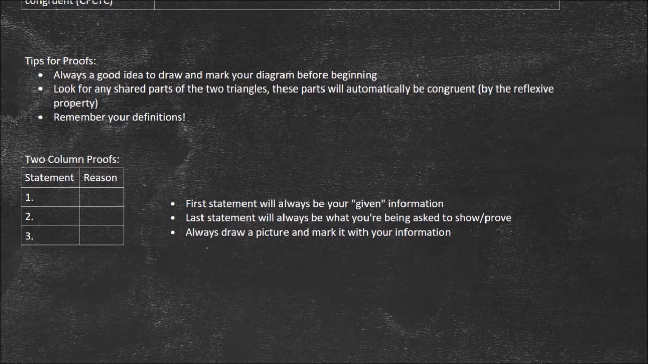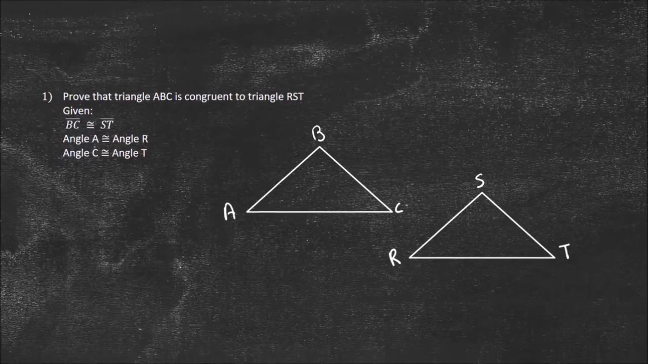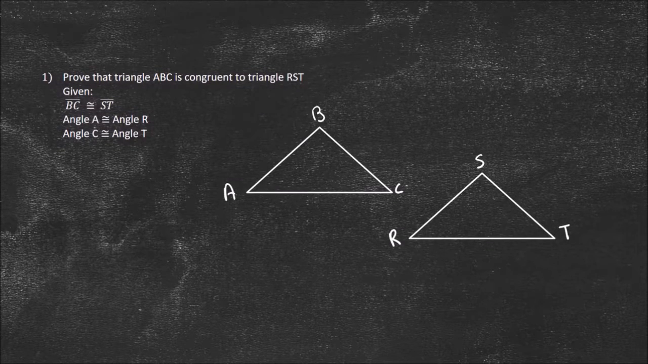And always draw a picture and mark it with your information. I actually wrote this here too, but that's how important it is. You've got to draw a picture, or else I really don't even know how you'd be able to do it. So let's look at some very basic ones. I'm not saying these are tough, but the intention for these is to get you used to writing two-column proofs and understand what they are, where they come from, and how to tackle them.